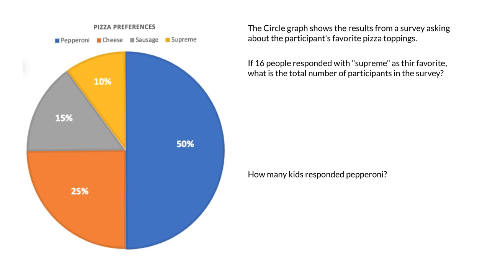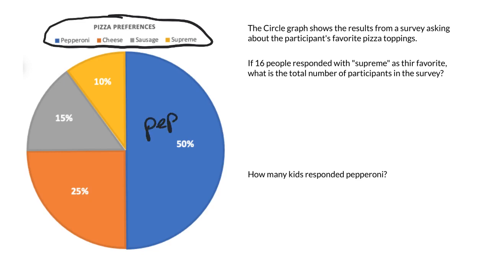Okay? Here we have a circle graph of pizza preferences. Notice that up above they give you a legend, and that just tells you what each color represents. So the blue is pepperoni, the gold is supreme, the orange is cheese, and the gray is sausage.